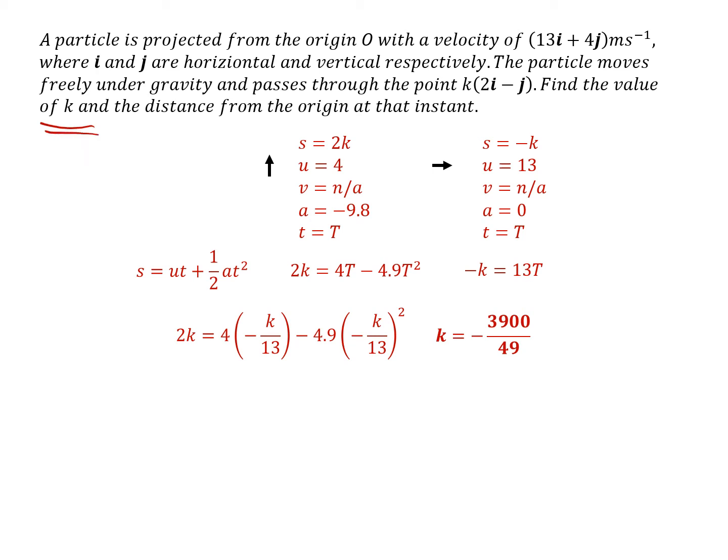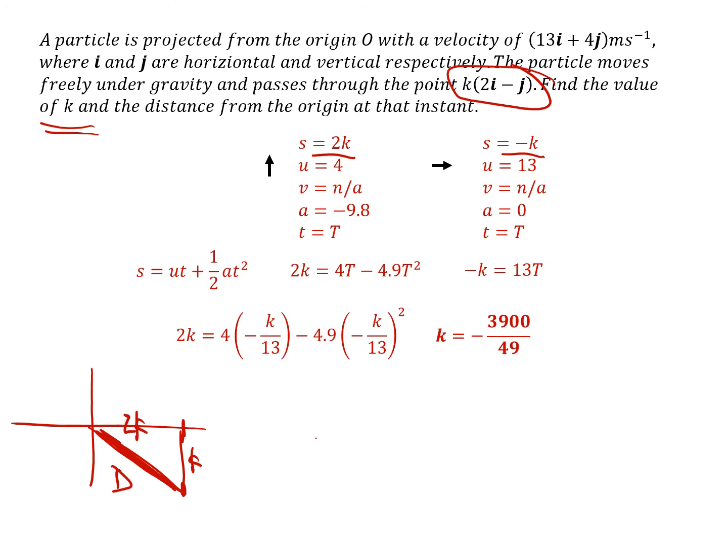Now we need to find the distance from the origin at that instant. At the point where the components meet, we know that the horizontal displacement is 2k, and the vertical displacement is minus k. So that's 2k there, and that distance there is k. So we're looking for this distance here, if I call that d. That's the distance that we're looking for. It's a straightforward application of Pythagoras.